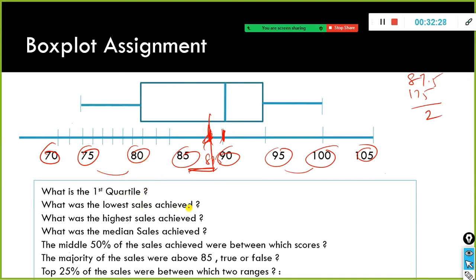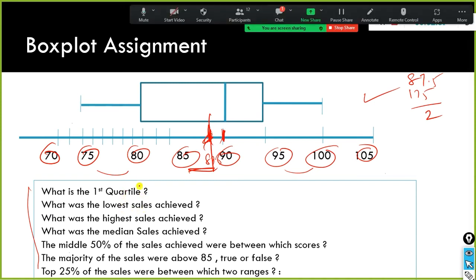And what was the lowest sales achieved? Somebody is asking you. Let's say the data set is given to you, you plotted the data in a box plot, and you need to answer all these things. Management does not know how to interpret a box plot, because it is a technical chart that only a data scientist or statistician can understand. Hence, as a data scientist, you need to give all the values along with this visual or chart. First quartile is 77.5. What was the lowest sales achieved? This is the minimum value. What was the highest sales?